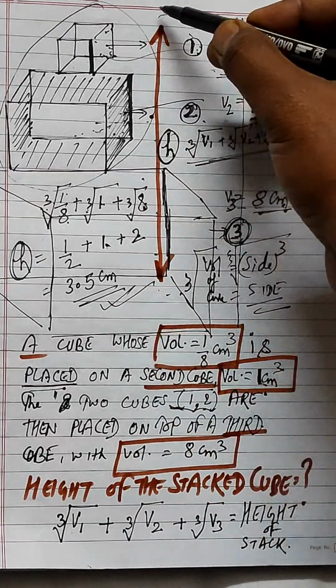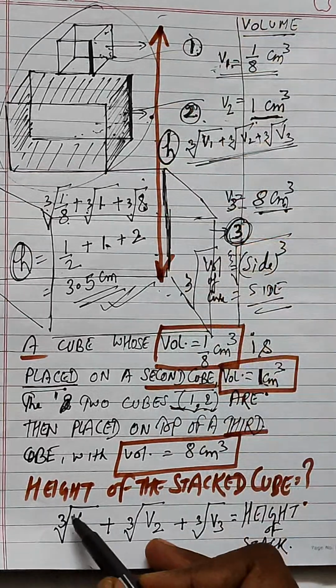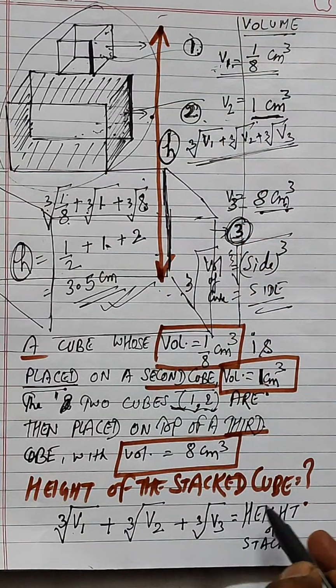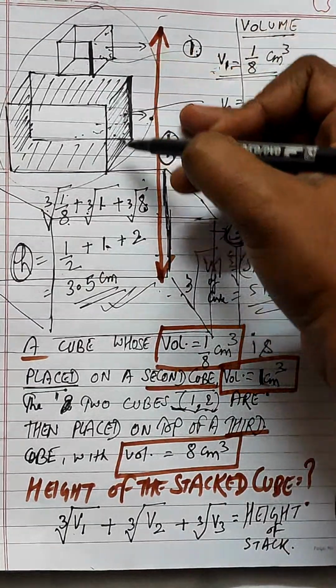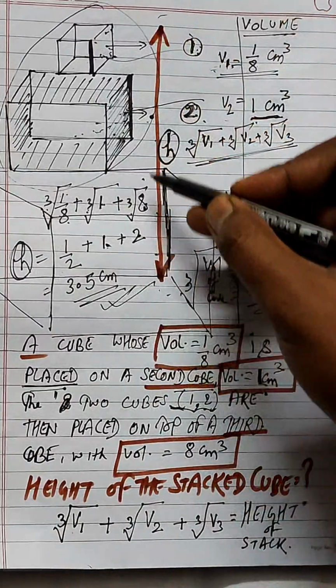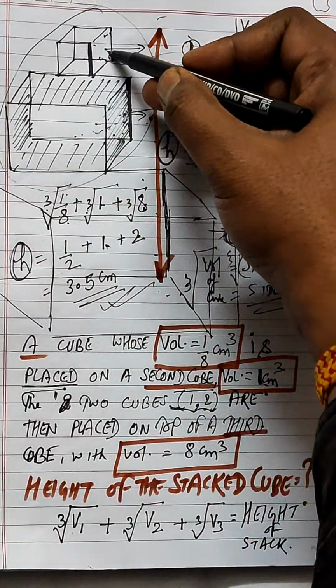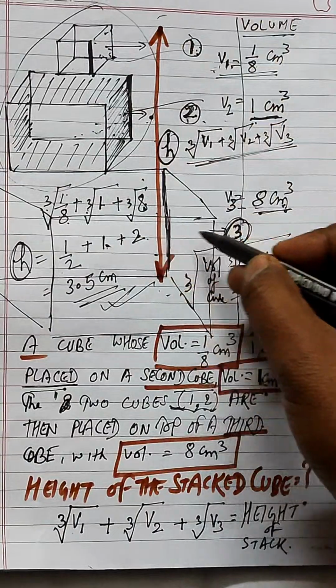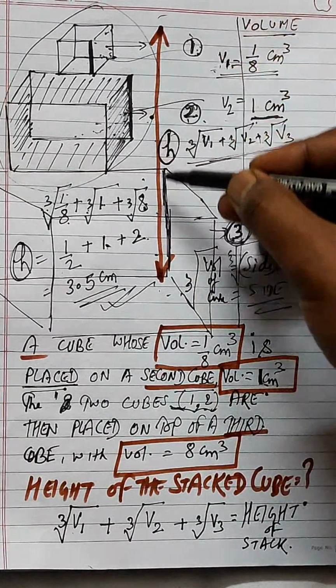We need to find the height of this stack, the height of the stacked cube. How to get it? You know that the effective height will be the height of cube 1, height of cube 2, and height of cube 3. You can see the figure, right?